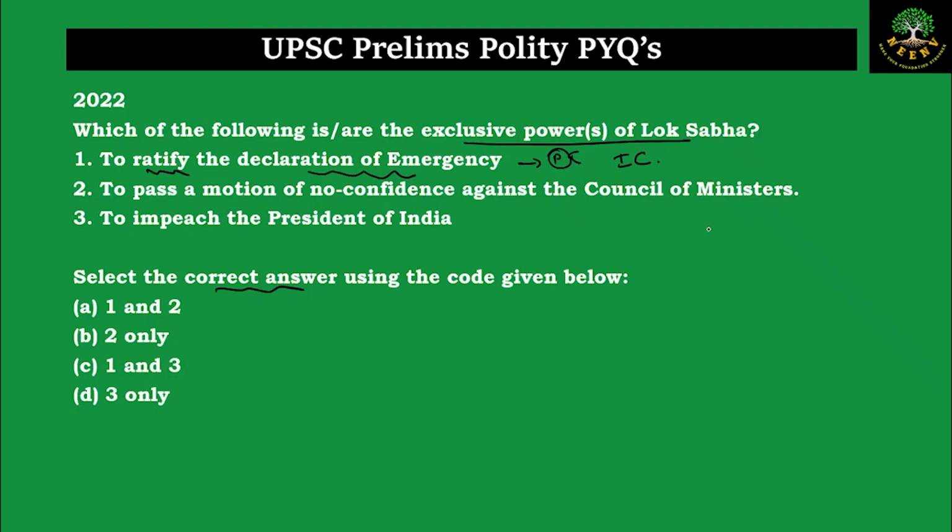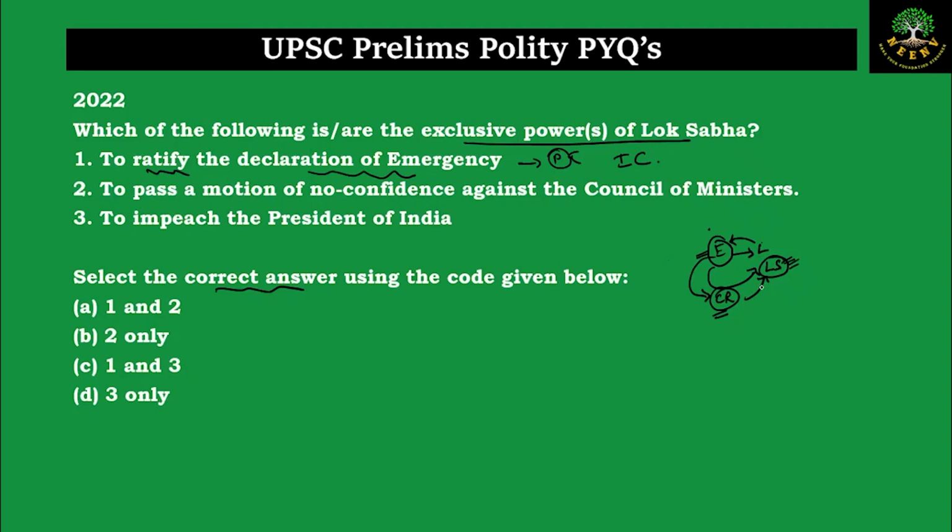In a parliamentary democracy where the executive is formed out of the legislature, that is the executive ministers are the members of the legislature, and ultimately this executive is responsible to the House of People. This is the concept of collective responsibility. The executive has collective responsibility to the House of the People, that is to the Lok Sabha. So if the motion of no confidence is passed in the Lok Sabha and the motion is successfully passed, then the government has to resign because the government doesn't have the confidence of the Lok Sabha anymore.